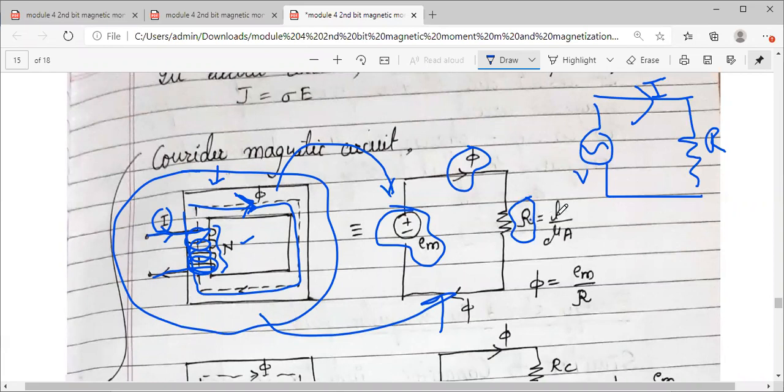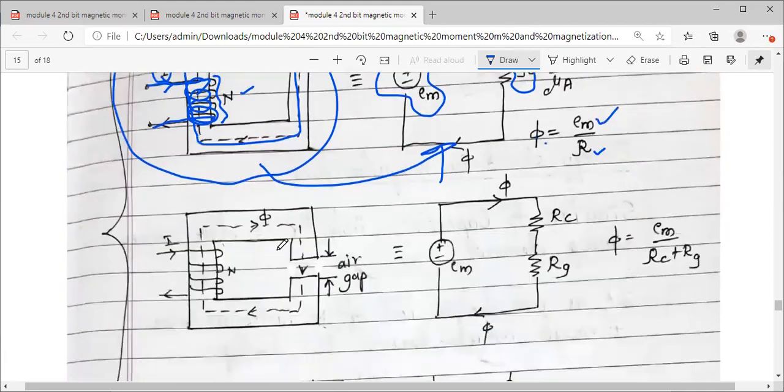And reluctance is given by L by mu into A. And what is this magnetic flux? Flux equals Em by R. So Ohm's law I have applied here. Phi equals Em by R. This is one simplest magnetic circuit I have drawn.